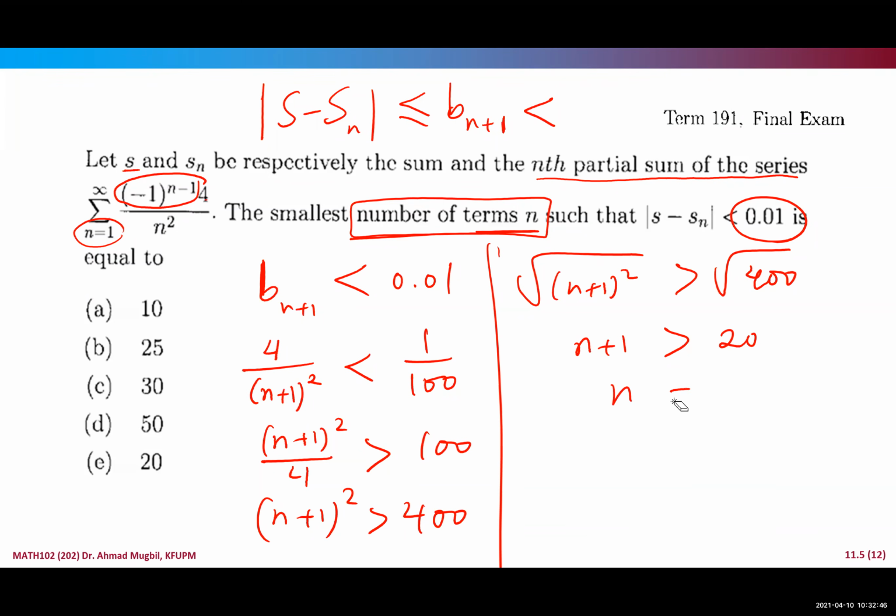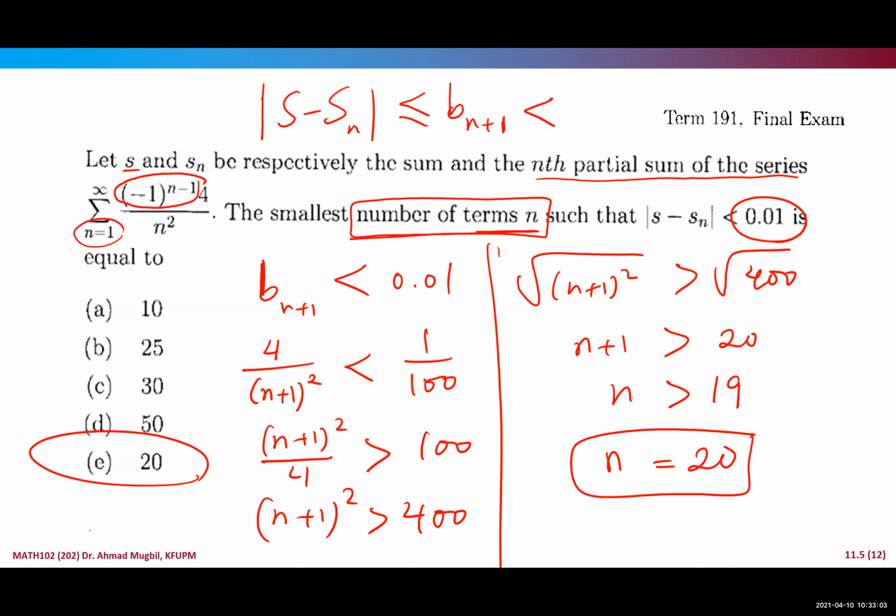Yeah, Sufyan, you said 20 or 19? So what is n? N is greater than 19. What is the smallest number greater than 19? Smallest integer, of course. It is 20, and you are right. Great, Sufyan.